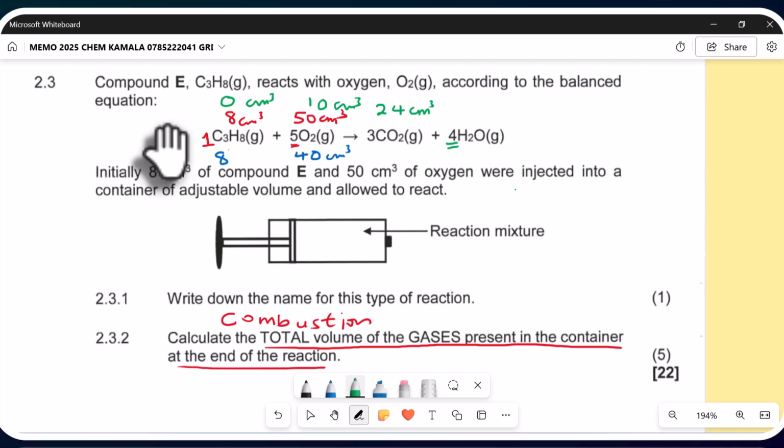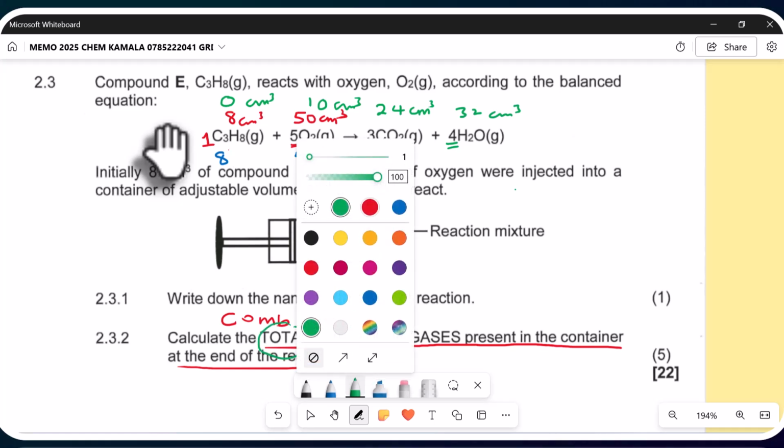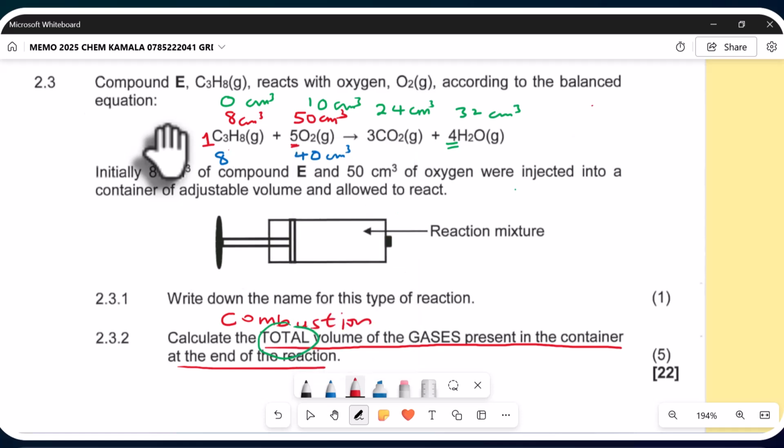So this is from oxygen. And then for the products, we have 24, so plus 24 for carbon dioxide, and then plus 32. Now 10 plus 24, that is 34. And 34 plus 32, that is what? 66. So the total volume is 66 centimeters cubed. And I hope we are together. All right, let us proceed.